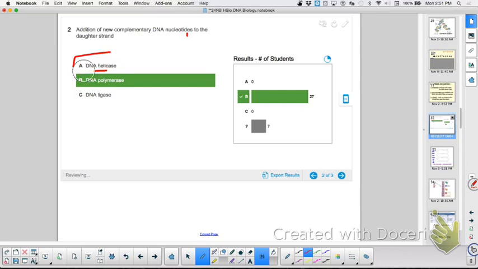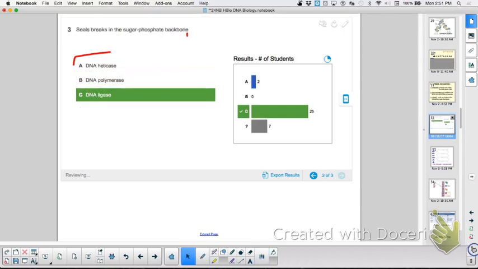Okay then. All right, so DNA polymerase is what brings in the free nucleotides, and DNA ligase seals the phosphate sugar backbone. What does helicase do? One. Okay, so here we go. Give me your DNA.